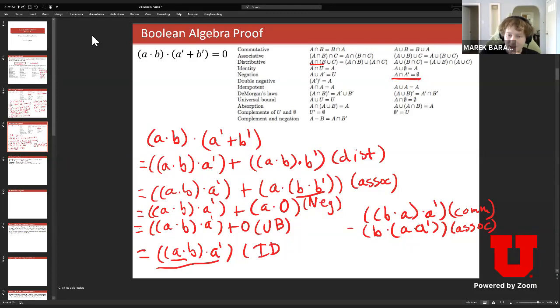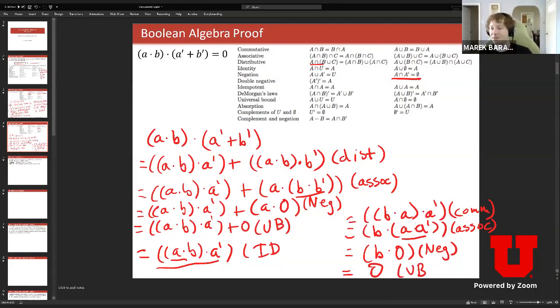And then we can do negation. And this is equal to B times 0. And then because we were smart about how we applied the commutative rule, we can now do universal bound, yes. Universal bound to show this is 0. Any questions on that?